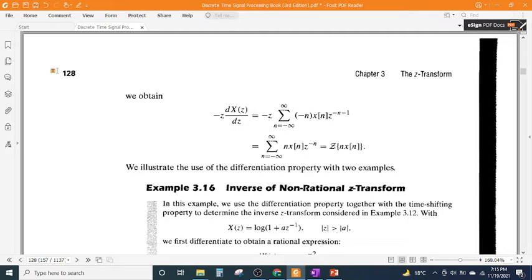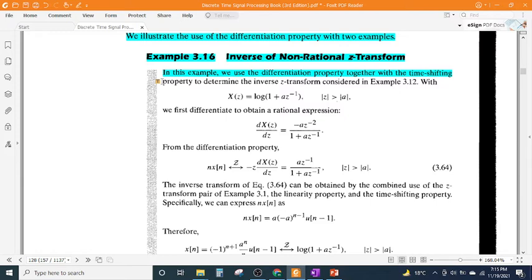Example 3.16, inverse of non-rational z-transform. In this example, we use the differentiation property together with the time-shifting property to determine the inverse z-transform considered in Example 3.12. With X(z) = log(1 + a z^-1), |z| > |a|, we first differentiate to obtain a rational expression. From the differentiation property, n x[n] <-> a z^-1/(1 + a z^-1), |z| > |a|, 3.64.